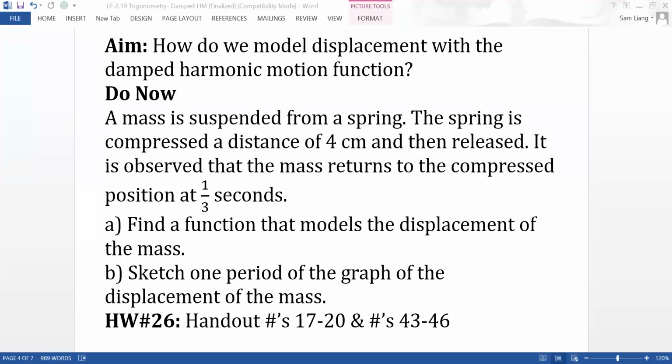All right, so with that being said, I'll read the aim. Our lesson today is how do we model displacement with the damped harmonic motion function. This is in opposition to the simple harmonic motion function, which we talked about last time. Damped harmonic motion, as we'll see, is a more accurate depiction of what happens in reality or in physics. But with that said, can someone read the do now for us?